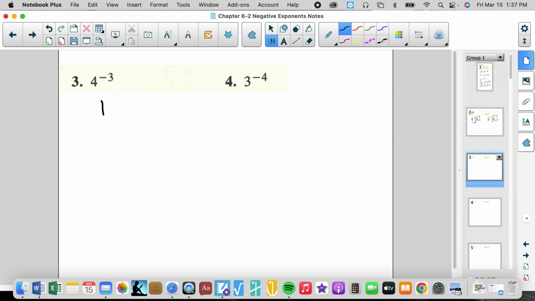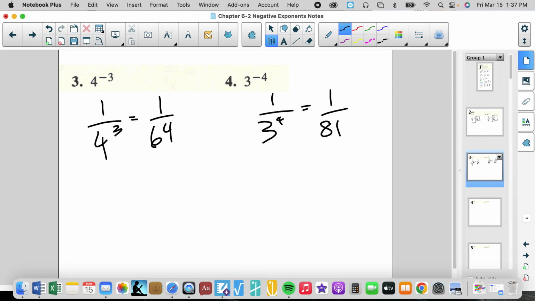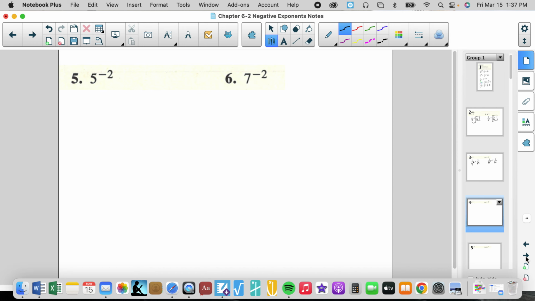So we're going to change the exponent from negative to positive by putting it in the denominator, and then we get 1 over 64. Remember, 4 to the third is not 4 times 3. It is not going to be 1 over 12. This is 1 over 3 to the fourth, which is equal to 1 over 81. Mr. Mac knows his squares and cubes and to the fourth. 5 to the negative second is equivalent to 1 over 5 to the second, which is equal to 1 over 25.